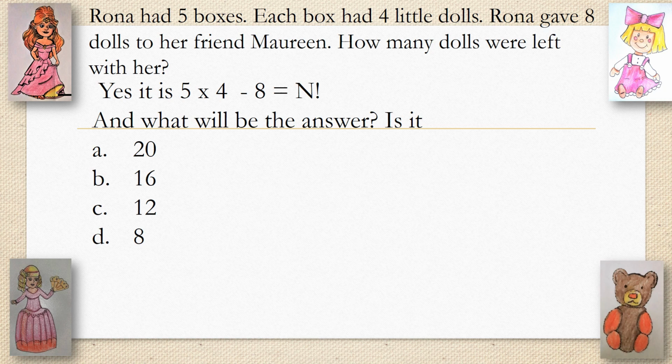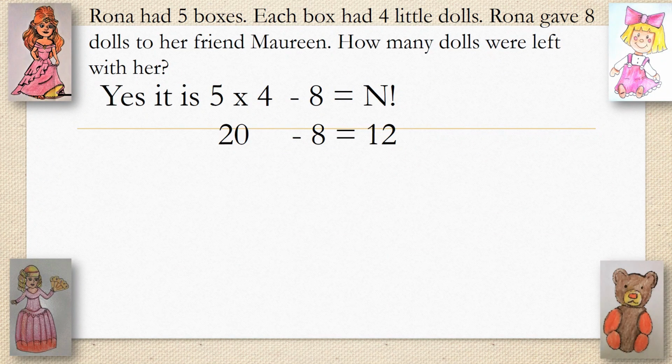And what will be the answer? Is it 20, 16, 12, or 8? Yes, it is 5 times 4 minus 8 equals n. You have to multiply 5 and 4 first. 5 times 4 equals 20. And then subtract 8 from 20. Final answer is 12. 12 dolls were left with Rona.